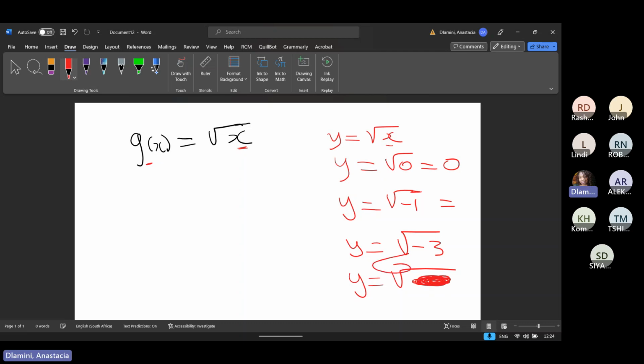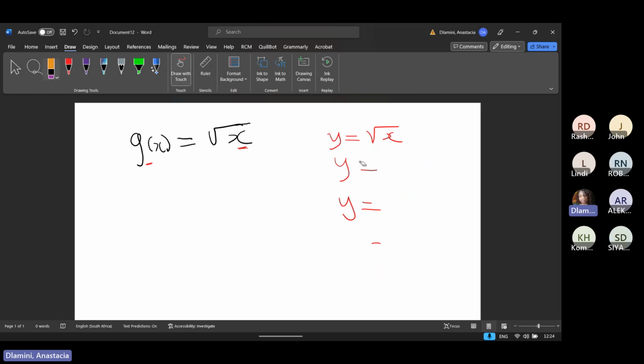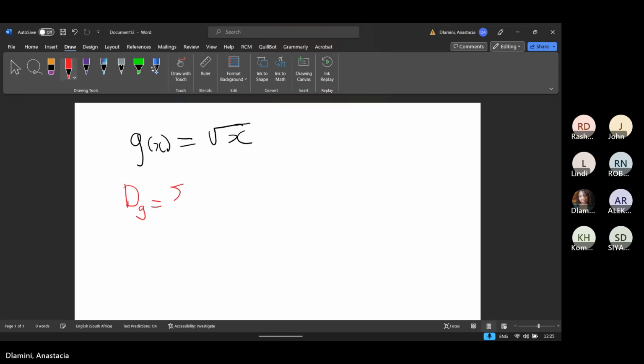So can someone try the domain? Now we are moving. Can someone try the domain of this function? When x is greater or equal to 0. So the domain of g is x such that x is greater or equal to 0. Do you all agree? Yes. I want 3 yeses. Yes, we agree. Thank you.